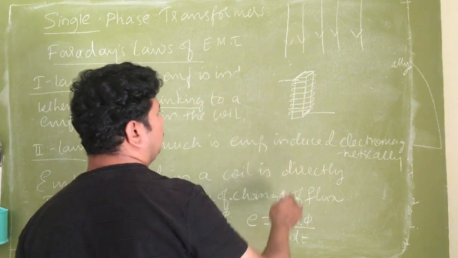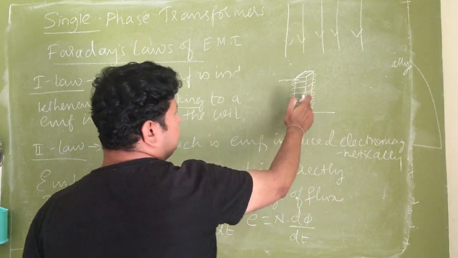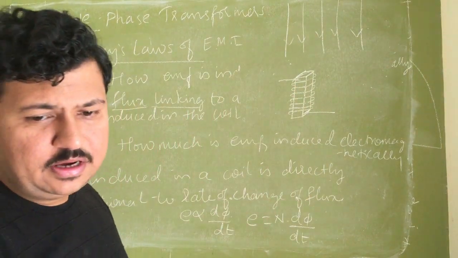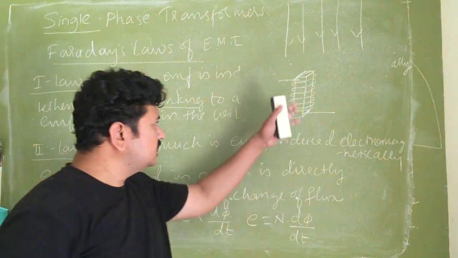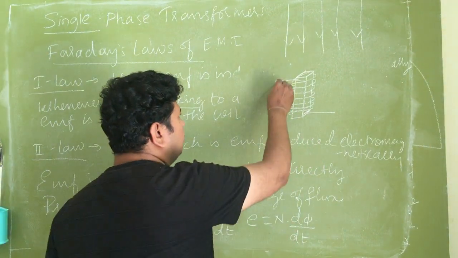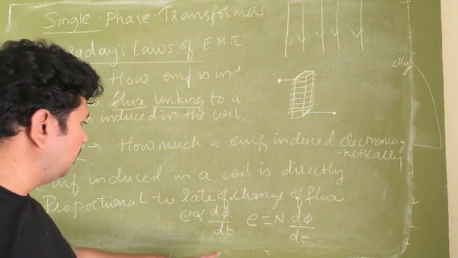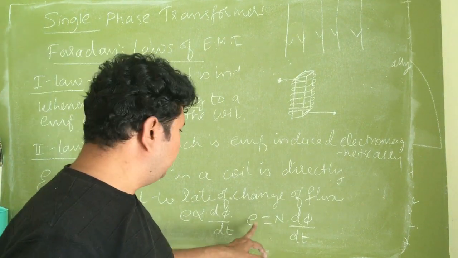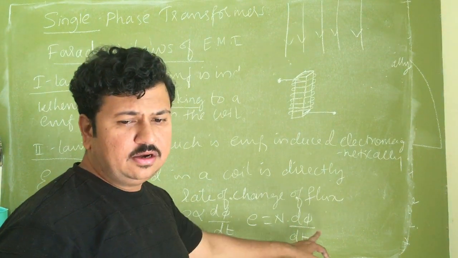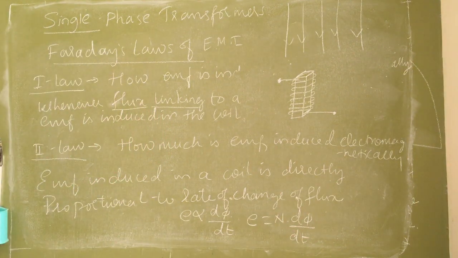So when this coil moves, each turn is getting EMF induced in it, and since all the turns are connected in series, the EMF induced in each turn will get added up at these two ends. Hence, I am adding the number of turns that are present. There are N number of turns. Therefore, EMF induced in any coil is N d phi by dt. So this is how EMF is induced in any conductor.